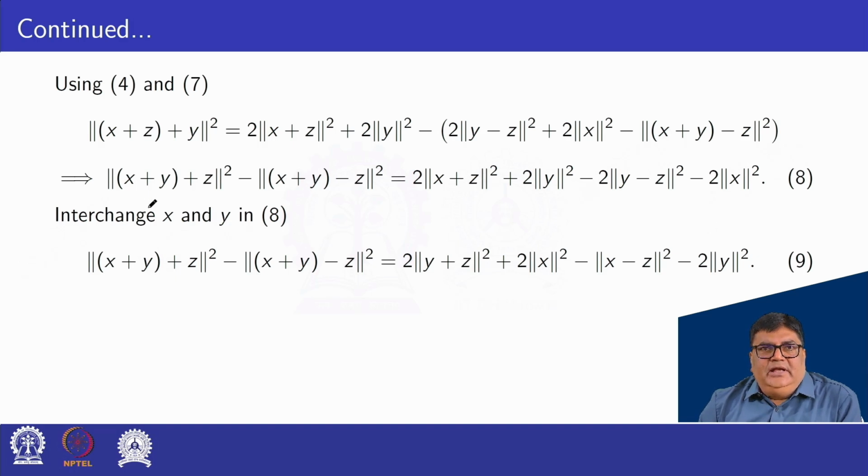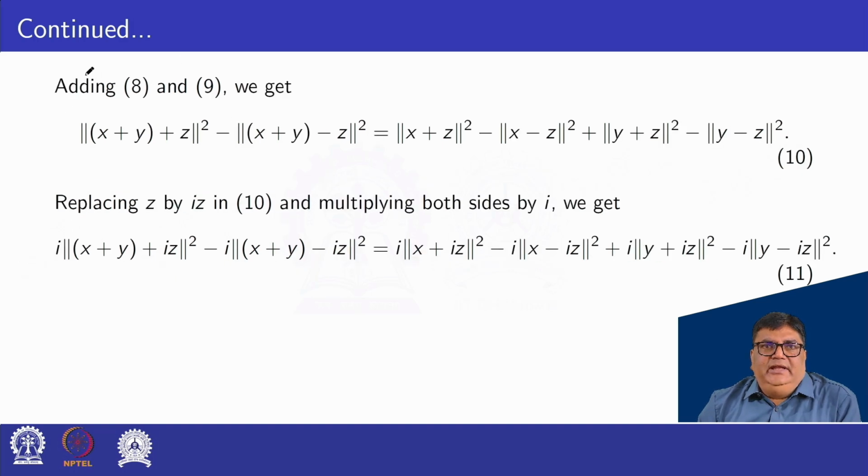So, this is x plus y plus z. If you change x and y in this term, no change. That is, we can write norm of (x plus y plus z) square minus norm of (x plus y minus z) square. Okay, here 2 norm of (y plus z) square, because we changed x and y. And this is 2 norm of x square and minus norm of (x minus z) square minus 2 norm of y square. This is equation 9.